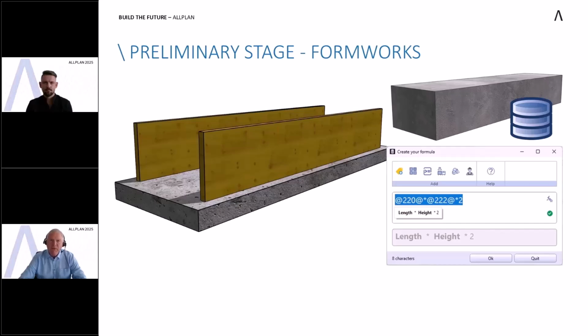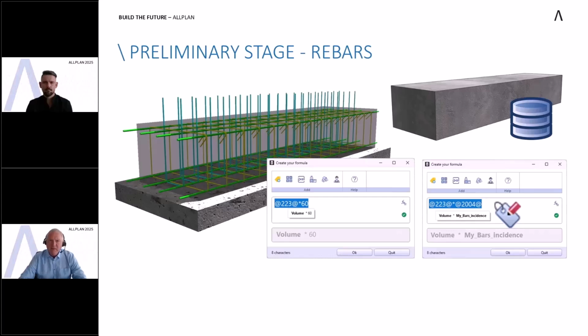Let's start with a simple example. By using just the length and height information of your object, you can easily calculate the square meters of formwork needed by using a simple formula.